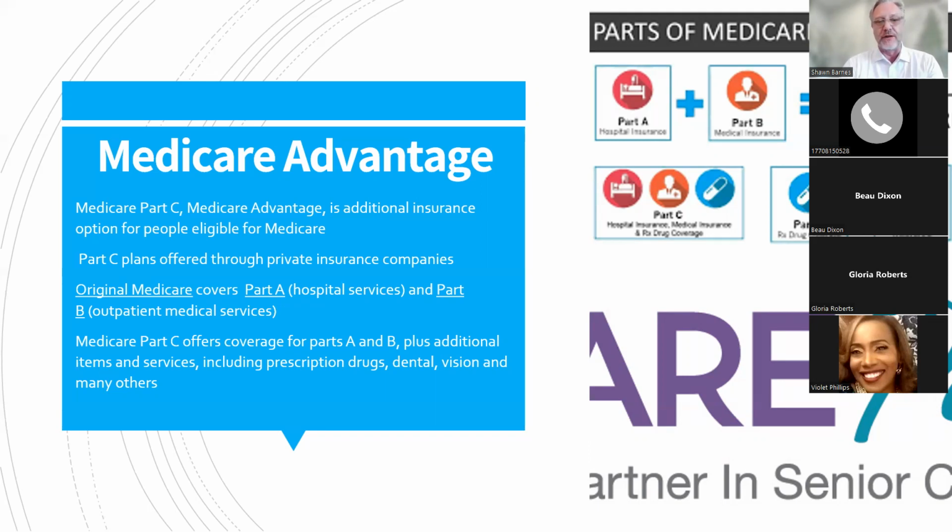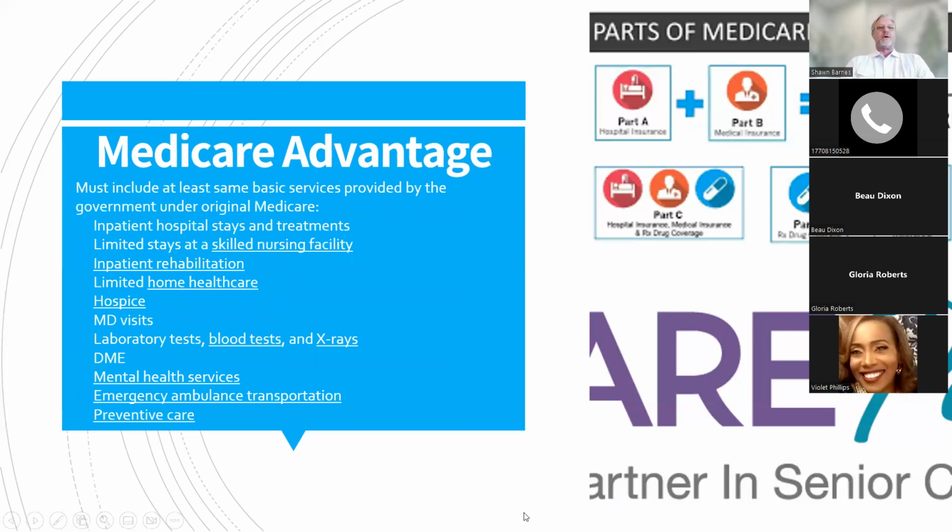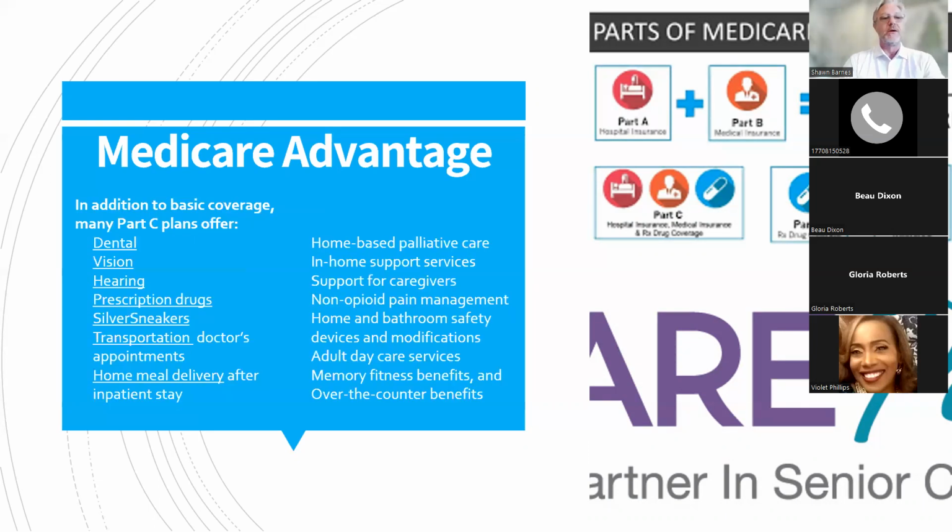So that is an attractive way that they get folks, is medical, dental, and maybe even hearing aids. That would be something to offer. They've got to include exactly what A and B cover, which is inpatient hospital stay and treatment, limited stays in skilled nursing, inpatient rehab, limited home health care, hospice, doctor visits, laboratory tests, blood tests, x-rays, all laboratory type stuff, DME, mental health, which is somewhat new, emergency ambulance transportation, which is quite expensive if you've ever had to pay out of pocket, as I have with my mother, and preventive care, which is really the greatest thing since sliced bread, in my opinion.